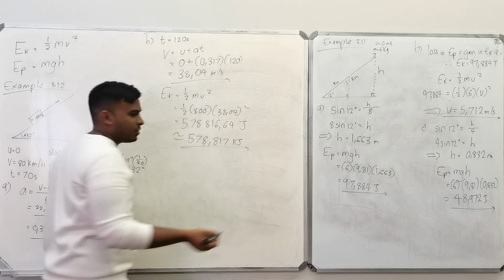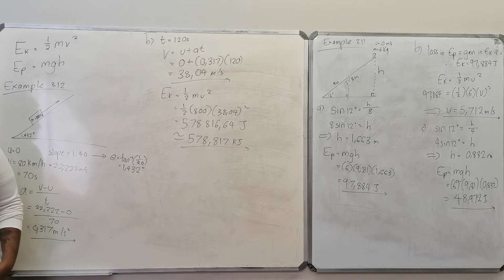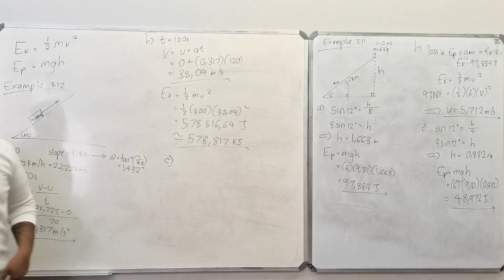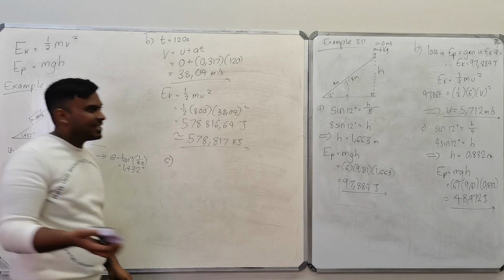This can be written as 578.817 kilojoules. Cool. I'm looking at this number, it's a long number. I'm thinking, yeah, maybe I did something wrong. Let's see, I can take out this.